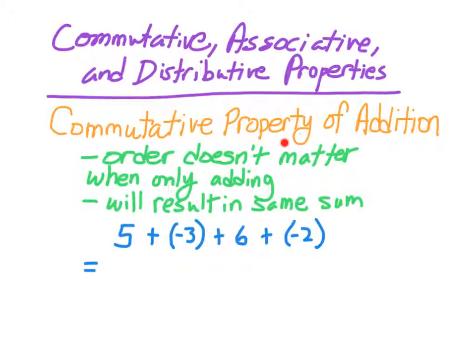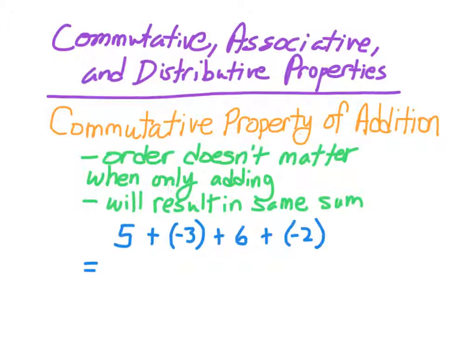Property, remember, that's a truth of mathematics, and this is the property of addition. What this property says is that order doesn't matter when only adding, and this will come into play a lot when we get into some algebra. So the result will stay the same. So what is 5 plus -3 plus 6 plus -2? What does that actually equal? And then we'll show that if we change the order, it won't matter.